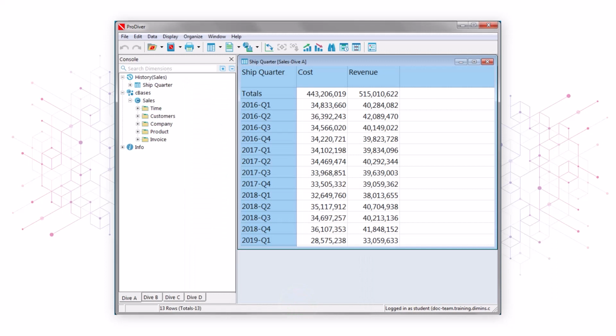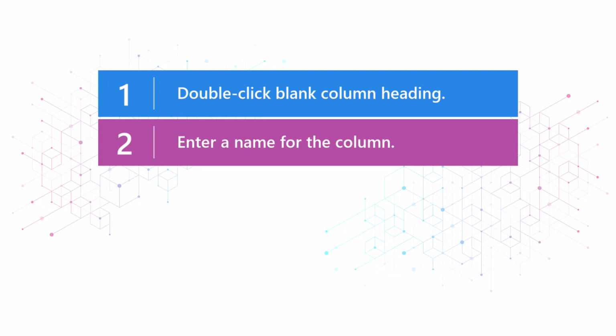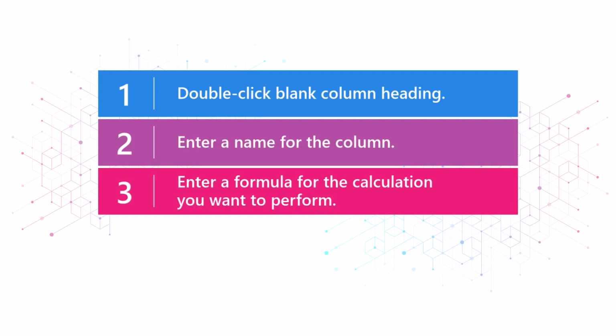So that's how you perform calculations with your data. You create a new column for the calculations by double-clicking the blank heading above a blank column, enter a name for the column, enter a formula for the calculation you want ProDiver to perform in that column, and click OK.